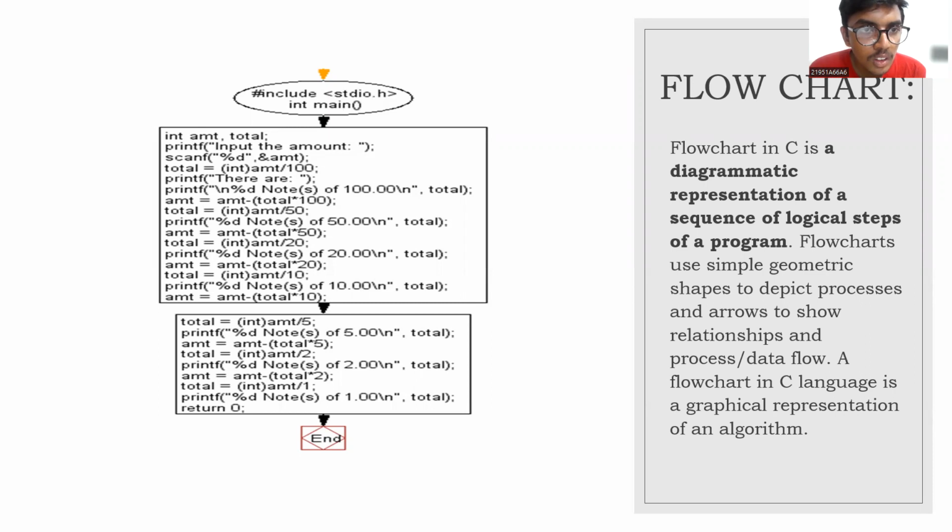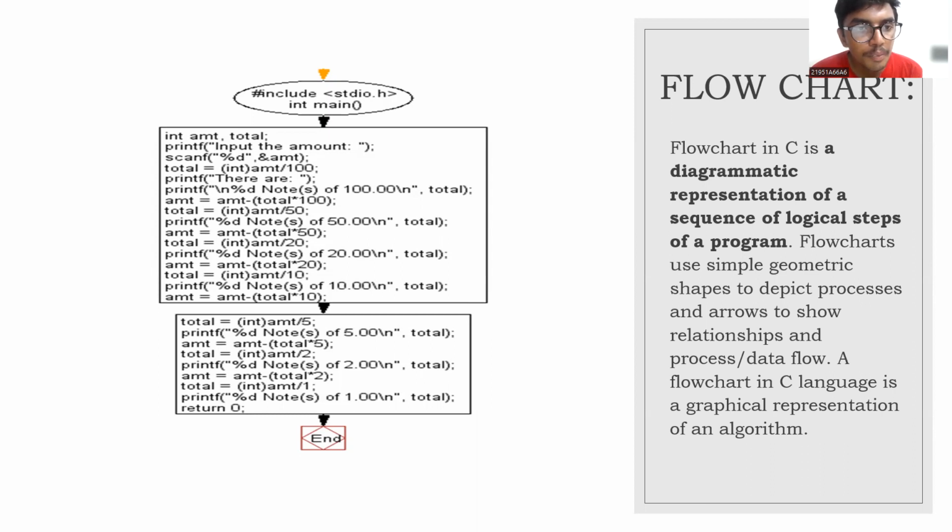Total is equal to int of amount by 100. Printf: we use \n for taking the output in the next line. "%d notes of 100", total. Amount is equal to amount minus total into 100.